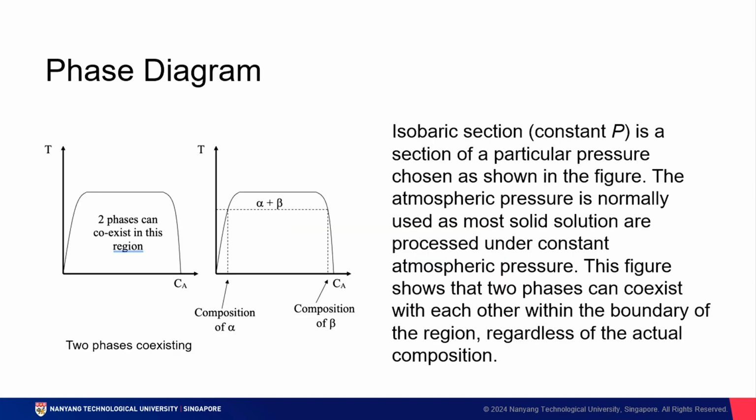So we assume an isobaric section when we do that, essentially isobaric conditions. And what is the isobaric condition that we usually assume? Usually, it is atmospheric pressure. That's 1 atmosphere. Why? Because most solid solutions are processed under this constant atmospheric pressure.